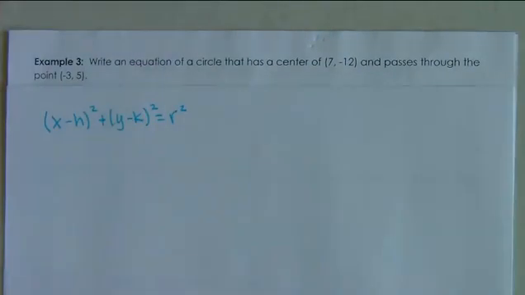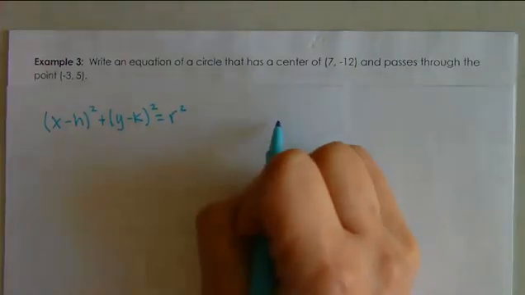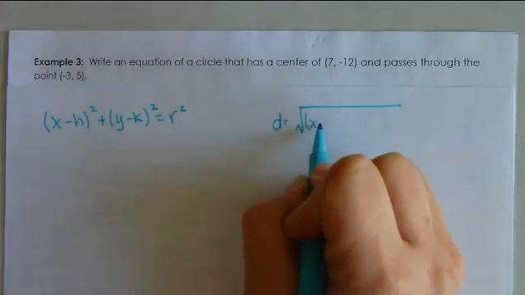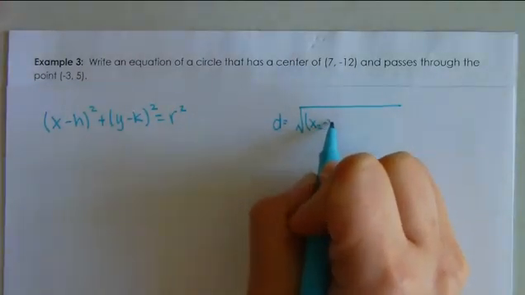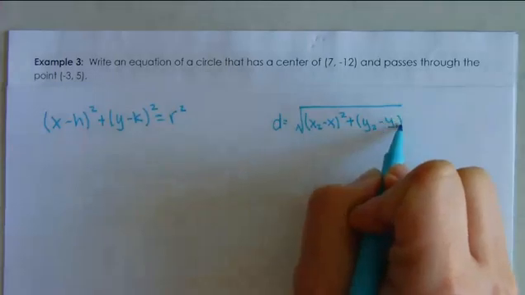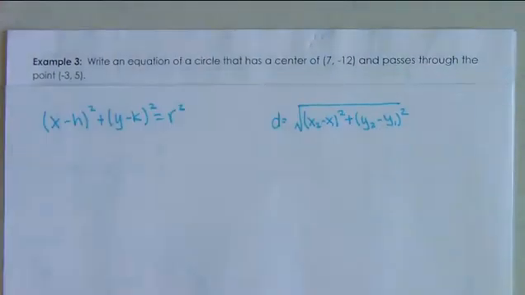So you can do the distance formula if you want, but the circle formula is really just the distance formula. Think about what the distance formula is. The square root of (x2 - x1)² + (y2 - y1)². So let's just keep that there for a second.